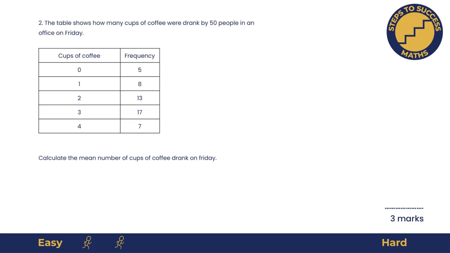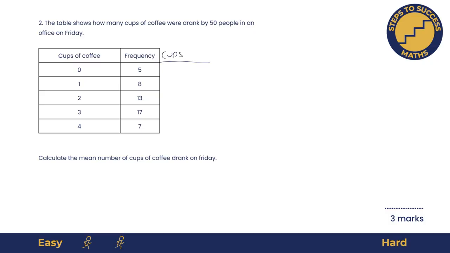Question 2. The table shows how many cups of coffee were drunk by 50 people in an office on Friday. Calculate the mean number of cups of coffee drunk on Friday. Okay. So again, you're going to do the cups of coffee times the frequency. You're always going to need to add a column.